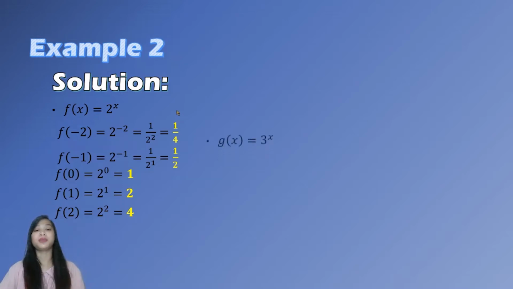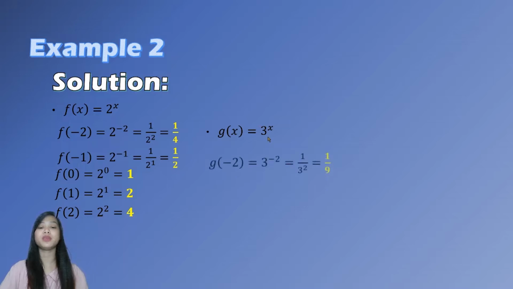Now, let's have the second function, g of x equals 3 raised to x. Same domain, let's have negative 2 to positive 2. So g of negative 2 is equal to 3 raised to negative 2. So 3 raised to negative 2 is equal to 1 over 3 squared, or 3 raised to 2. So this is equal to 1 over 9. 3 squared is 9. That's why we have 9 here. 3 times 3 is 9.